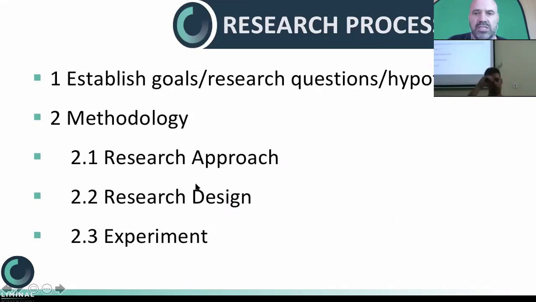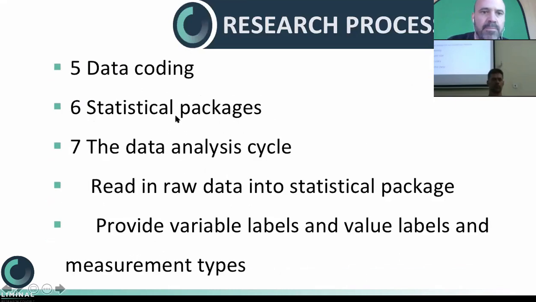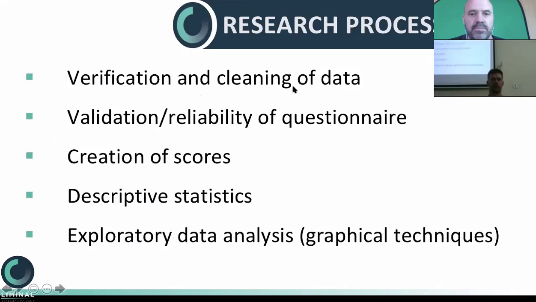Okay, and then there's just the whole process. So first you establish your goals, research questions, and hypothesis. Then you have your methodology. We talked about this. We talked about research approach, design, experiments. Then we remember the validity and the reliability. And then this research consistency matrix is very important to align everything. We looked at sampling. Then you have your gathering of your data. After all of this is finished, the format must be in the correct manner we talked about. Then the statistical packages, the data analysis cycle we talked about. There's the whole data analysis cycle.